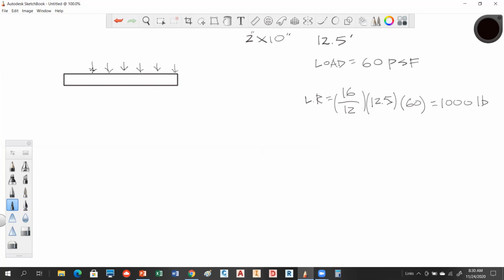So if we know that that joist is carrying 1,000 pounds, the load rate is going to be distributed over 12.5. So the load rate is actually going to be 1,000 divided by 12.5. And that gives me 80 pounds. It's distributed out as 80 pounds per foot, okay? So this load rate is 80 pounds per foot.